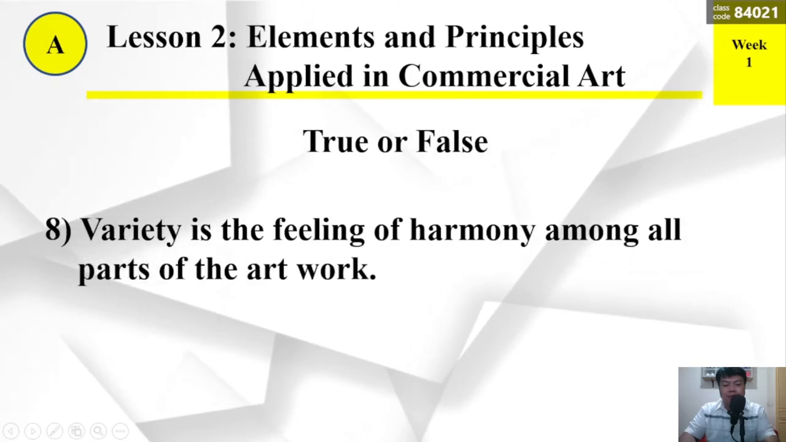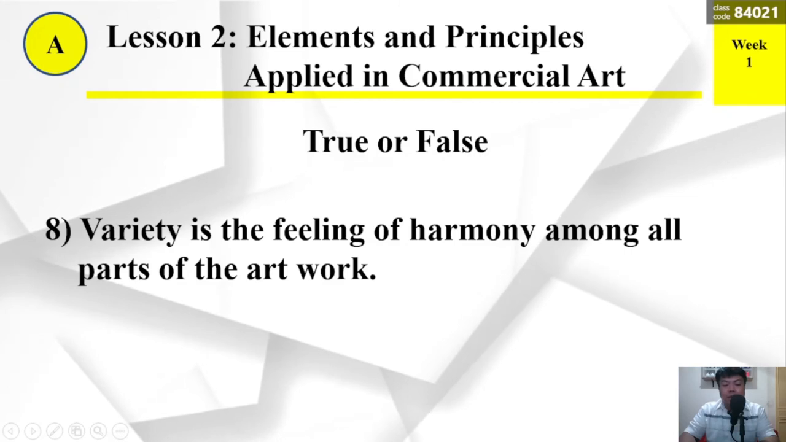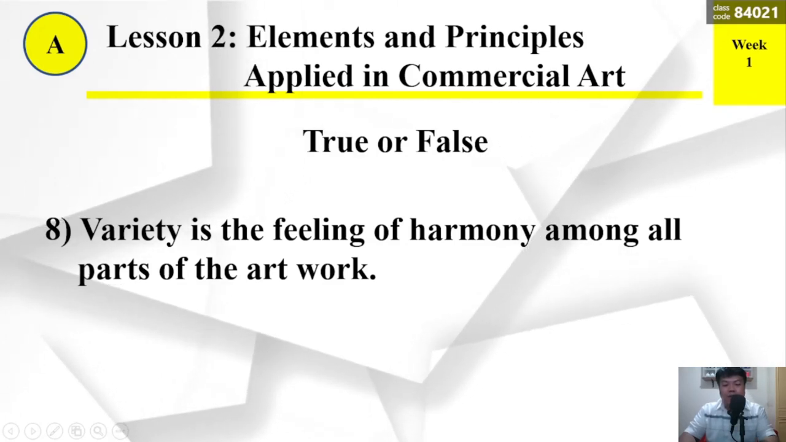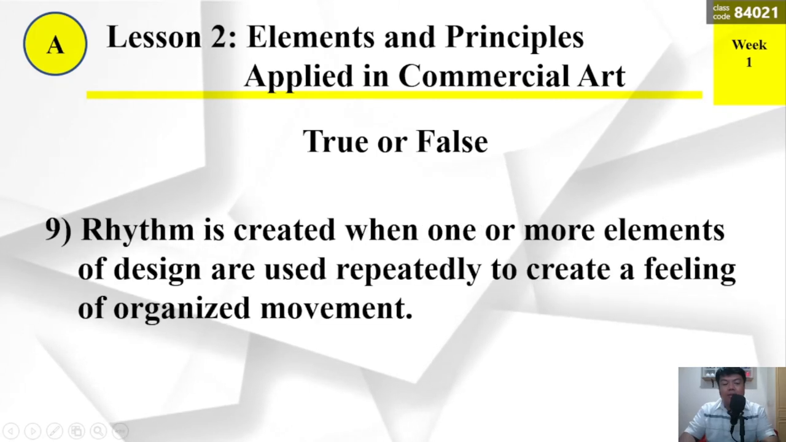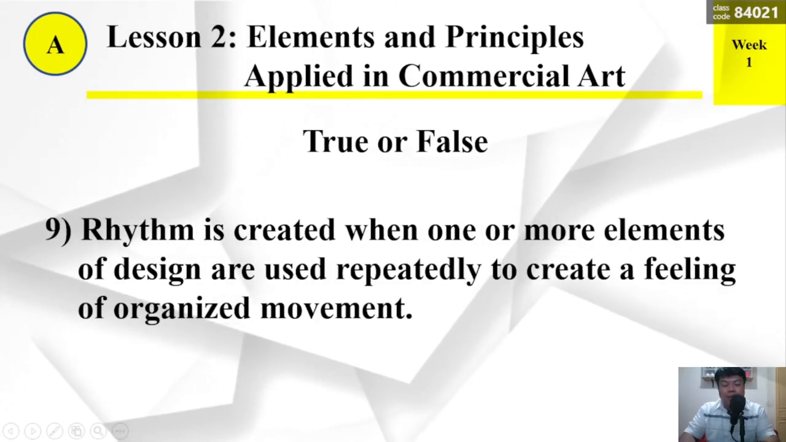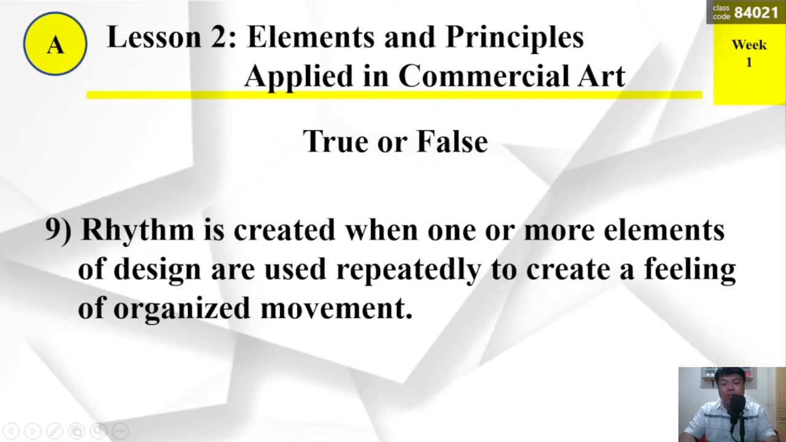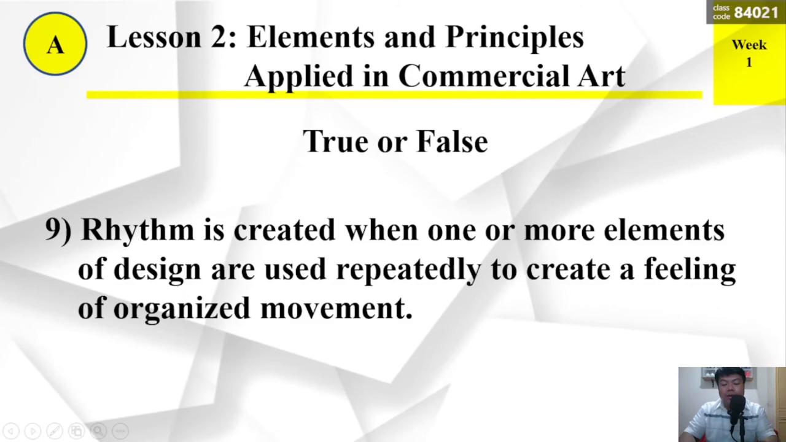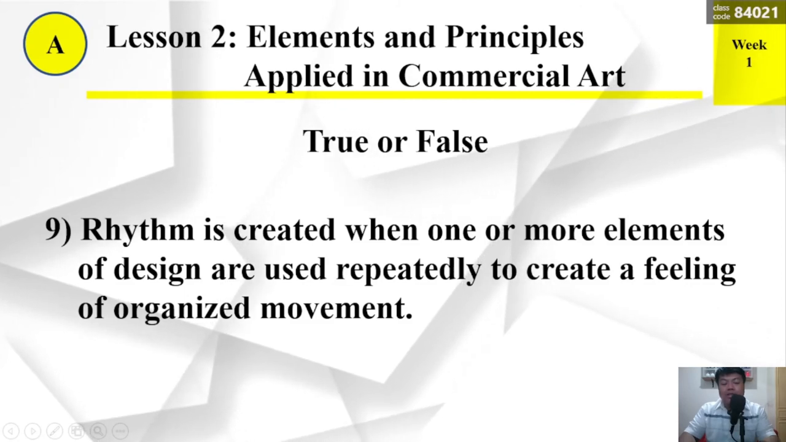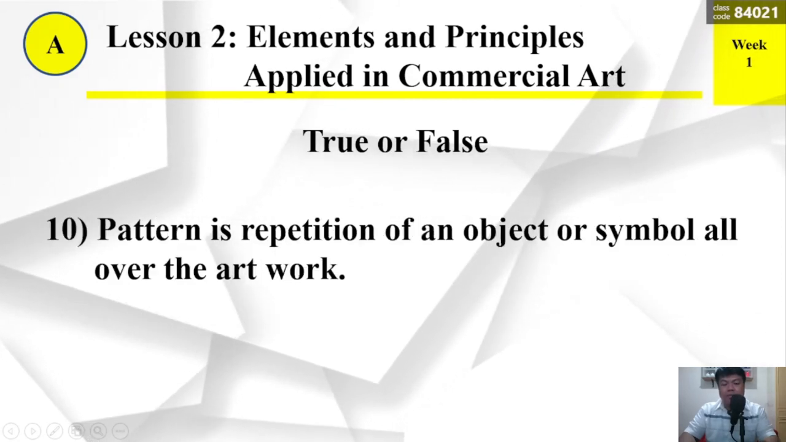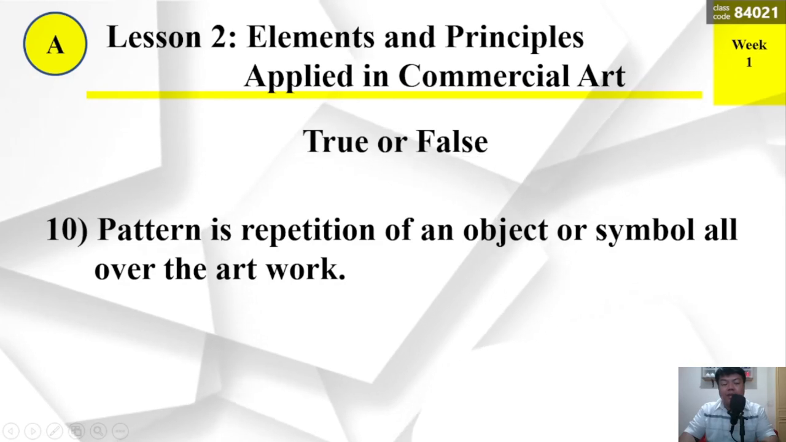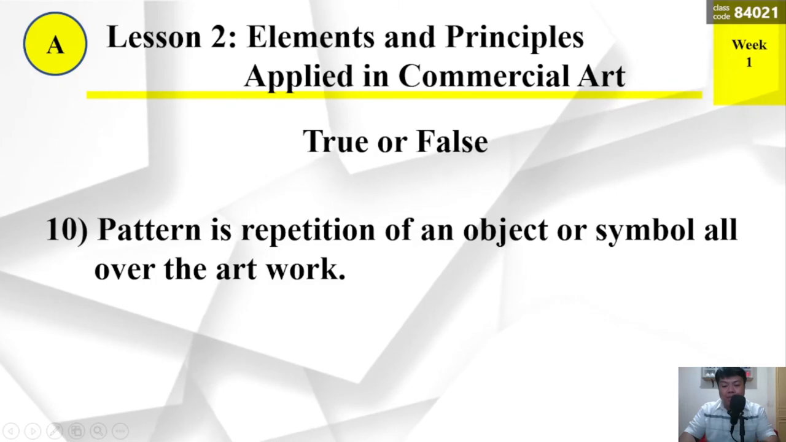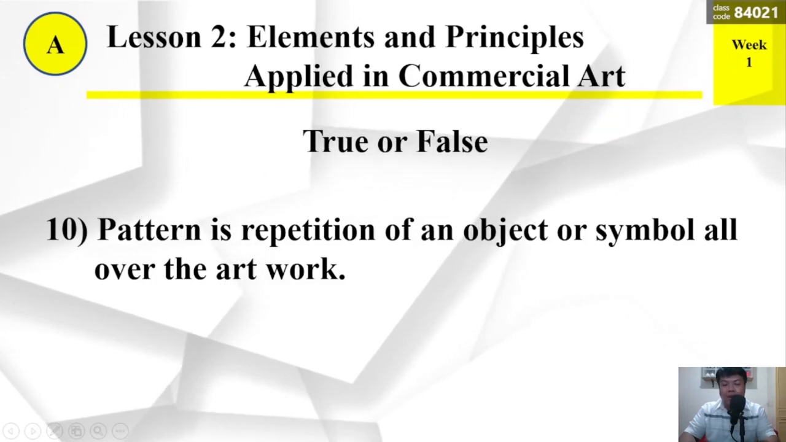Number eight, variety is the feeling of harmony among all parts of the artwork. Number nine, rhythm is created when one or more elements of design are used repeatedly to create a feeling of organized movement. Number 10, pattern is repetition of an object or symbol all over the artwork.